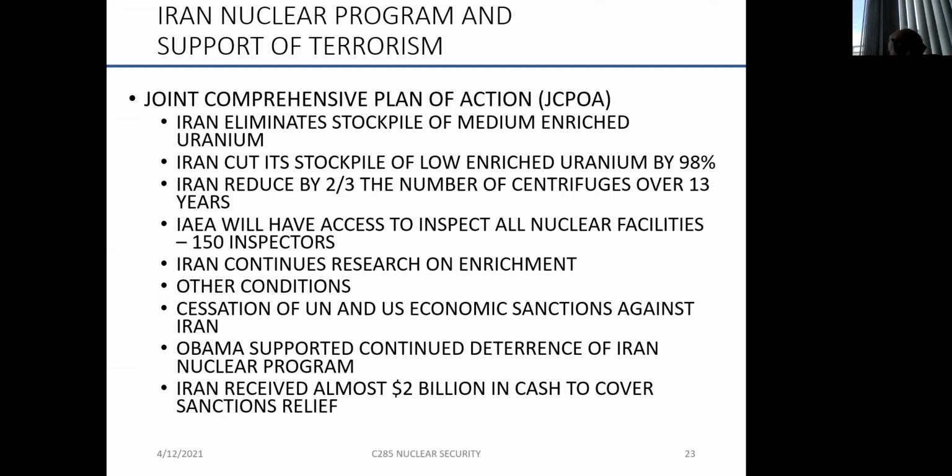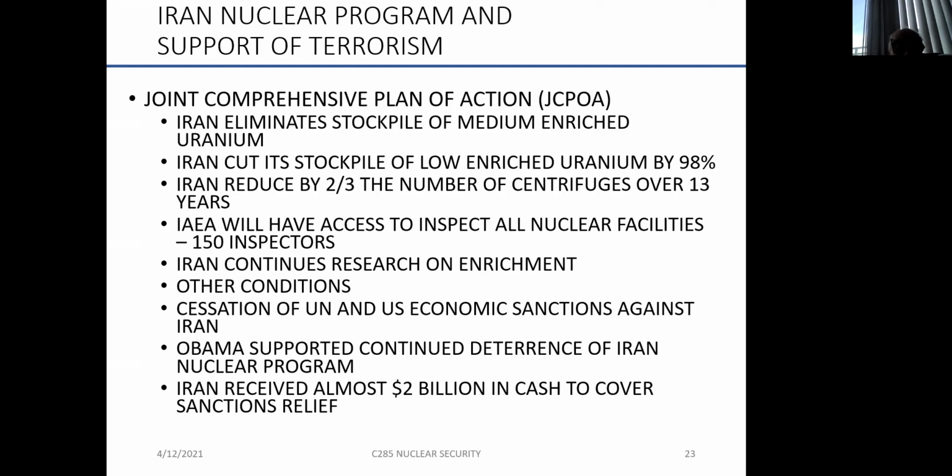As part of the agreement, the IAEA, International Atomic Energy Agency, was to have access to inspect all nuclear facilities, with 150 inspectors combing the Iranian countryside looking for nefarious activities. Iran was allowed to continue research on enrichment. Now, if Iran complied with all of those features, there would be a cessation of UN and US economic sanctions against Iran, which are very severe. Remember, Iran is largely an oil-producing economy, and the sanctions were very damaging to its economy.